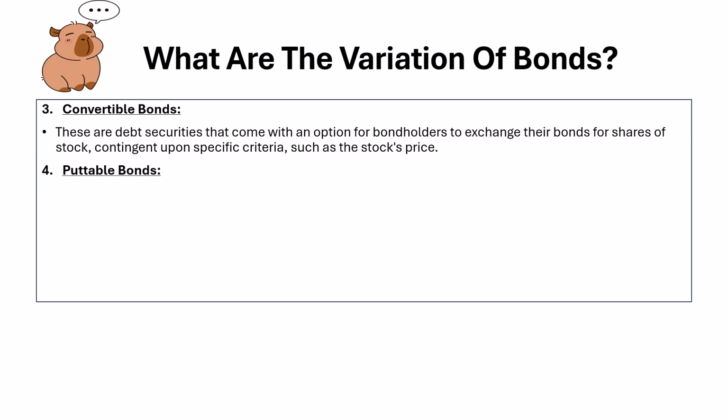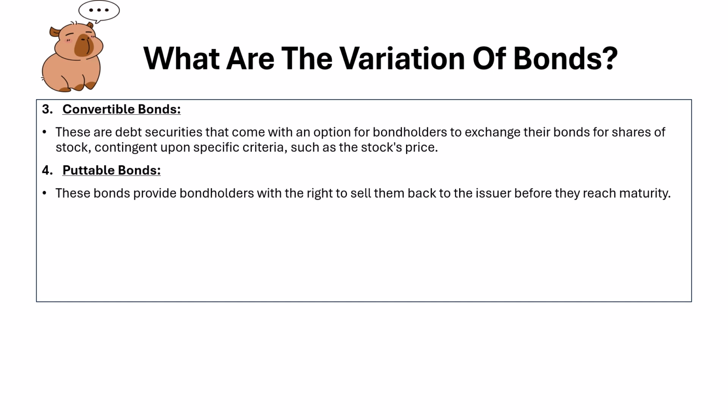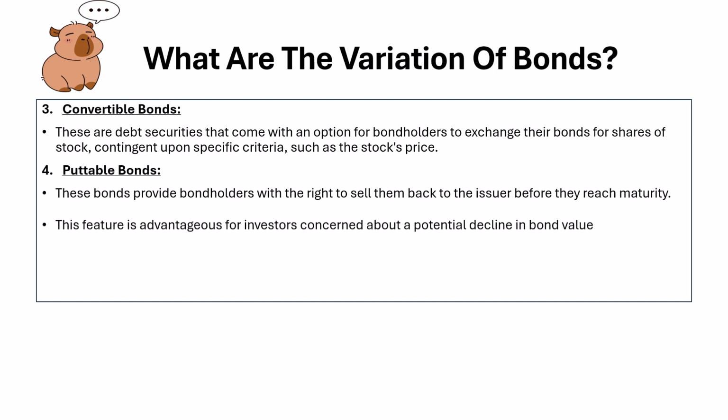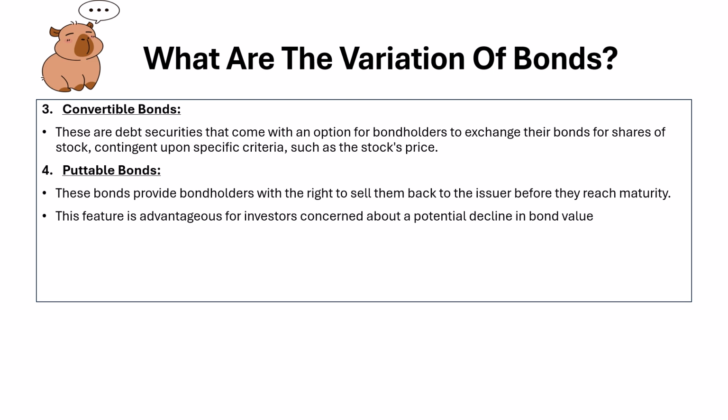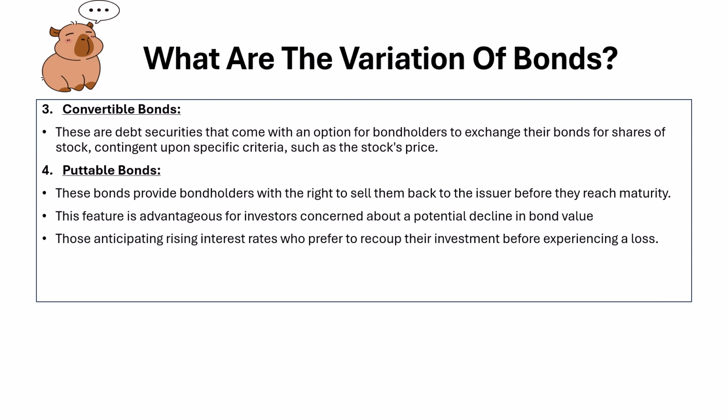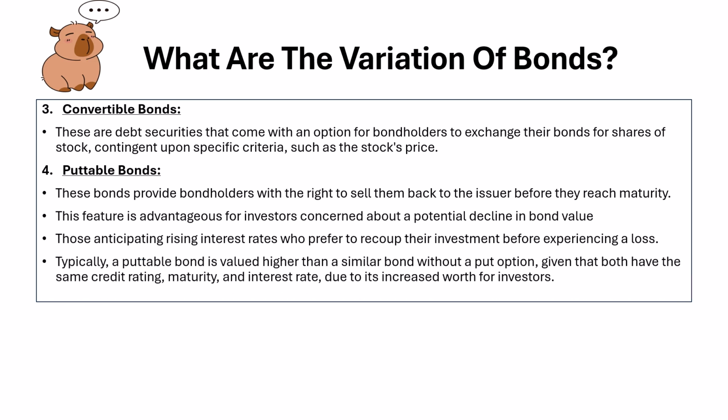The fourth one is puttable bonds. These bonds provide bondholders with the right to sell them back to the issuers before they reach maturity date. This feature is an advantage for investors concerned about a potential decline in bond value, those anticipating rising interest rates who prefer to recoup their investment before experiencing a loss. Typically, a puttable bond is valued higher than a similar bond without a put option, given that both have the same credit rating, maturity, and interest rate, due to its increased worth for investors.